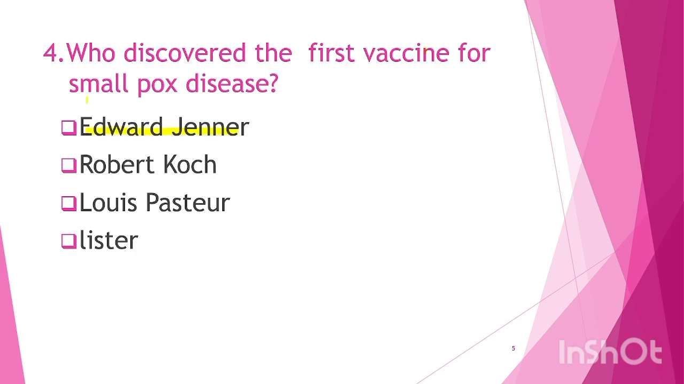Smallpox is caused by the variola virus and is an acute contagious disease. So Edward Jenner discovered the first vaccine for smallpox disease. Louis Pasteur discovered the fermentation process. And Lister is a British surgeon who discovered the infections in wounds during and after surgery. At the time of surgery, he discovered the process of infection.